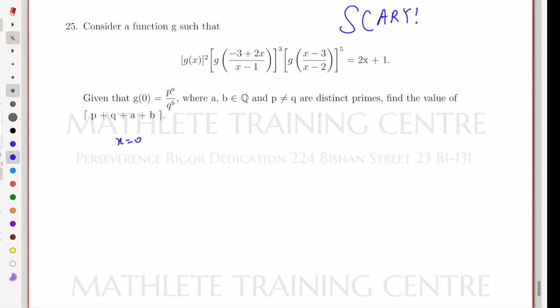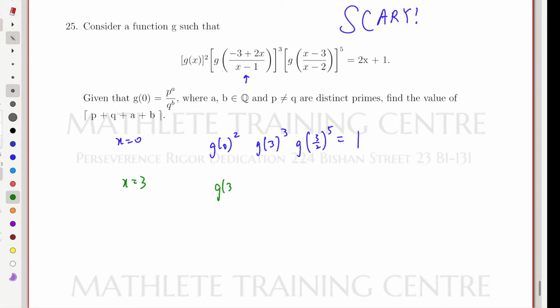If you let x equal 0, you can get g0 squared. Then what's this guy? Where x is 0 is minus 3 over minus 1, which is 3, g3 cubed. Last one is 3 over 2, g of 3 over 2 to the power 5, that equals 1. But now, surprisingly, to find the value of g3, you just substitute x equals 3.